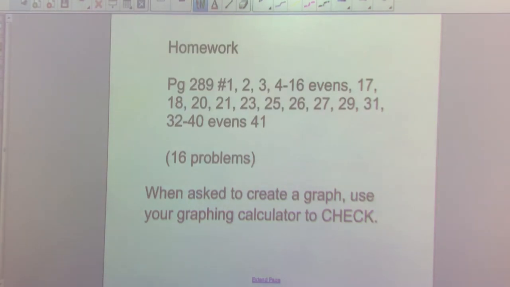Homework. 16 problems. When asked to create a graph, use your graphing calculator to check. So they're in the back if you need to take whichever one is yours. Hopefully they've been plugged in. Hopefully they're charged. That's just to check it.